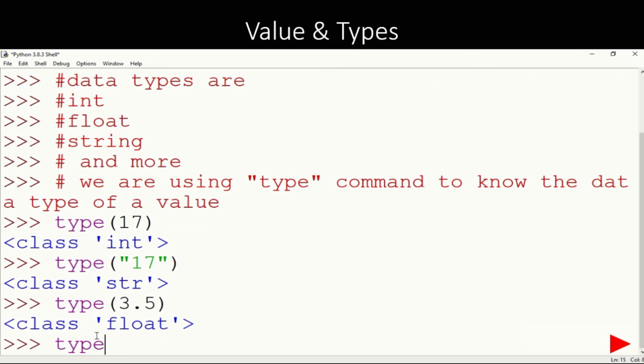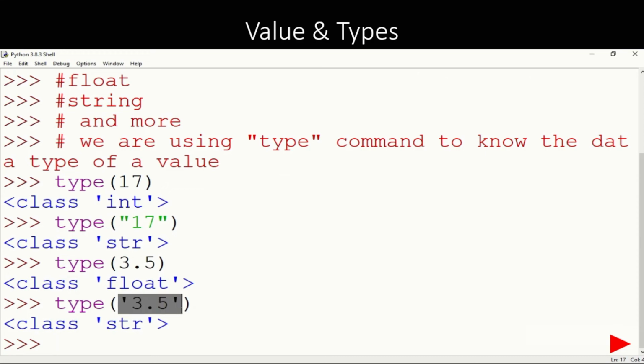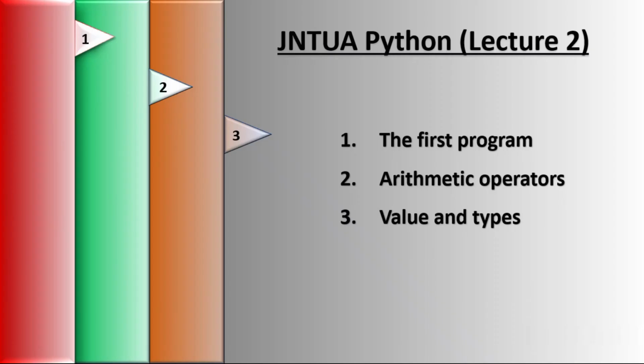Next one, type of 3.5 in single quotations or double quotations gives a string value. So that's today's lecture: the first program, arithmetic operators, and finally values and types.